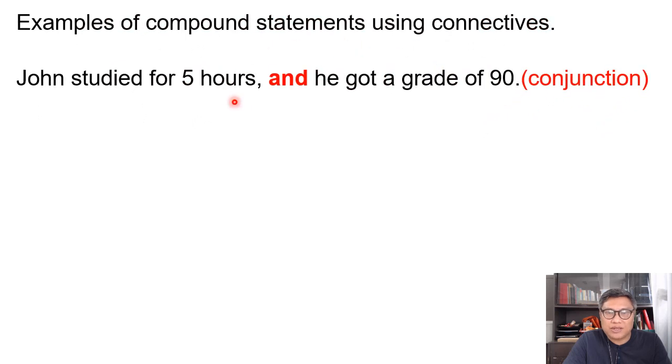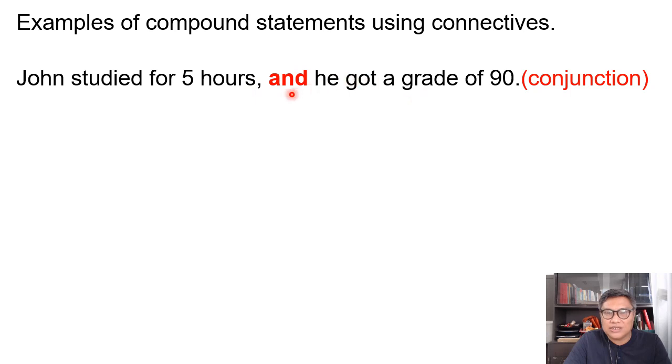Say for example here, if you're going now to identify what type of connectives we are using here. John studied for 5 hours and he got a grade of 90. So we have two simple statements here. One statement is John studied for 5 hours. So you can verify whether this is true or not. And the other one is he got a grade of 90. This is referring to John got a grade of 90. So again, you can verify whether it is true or false.